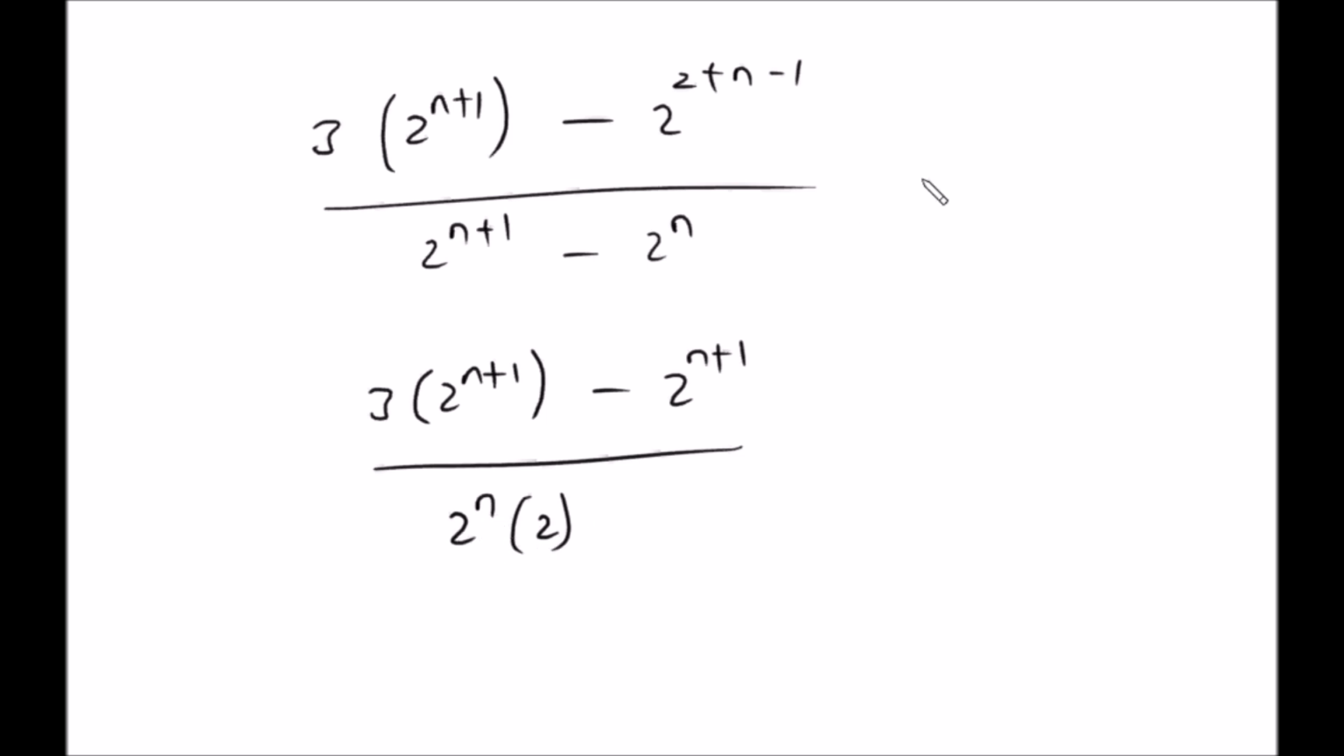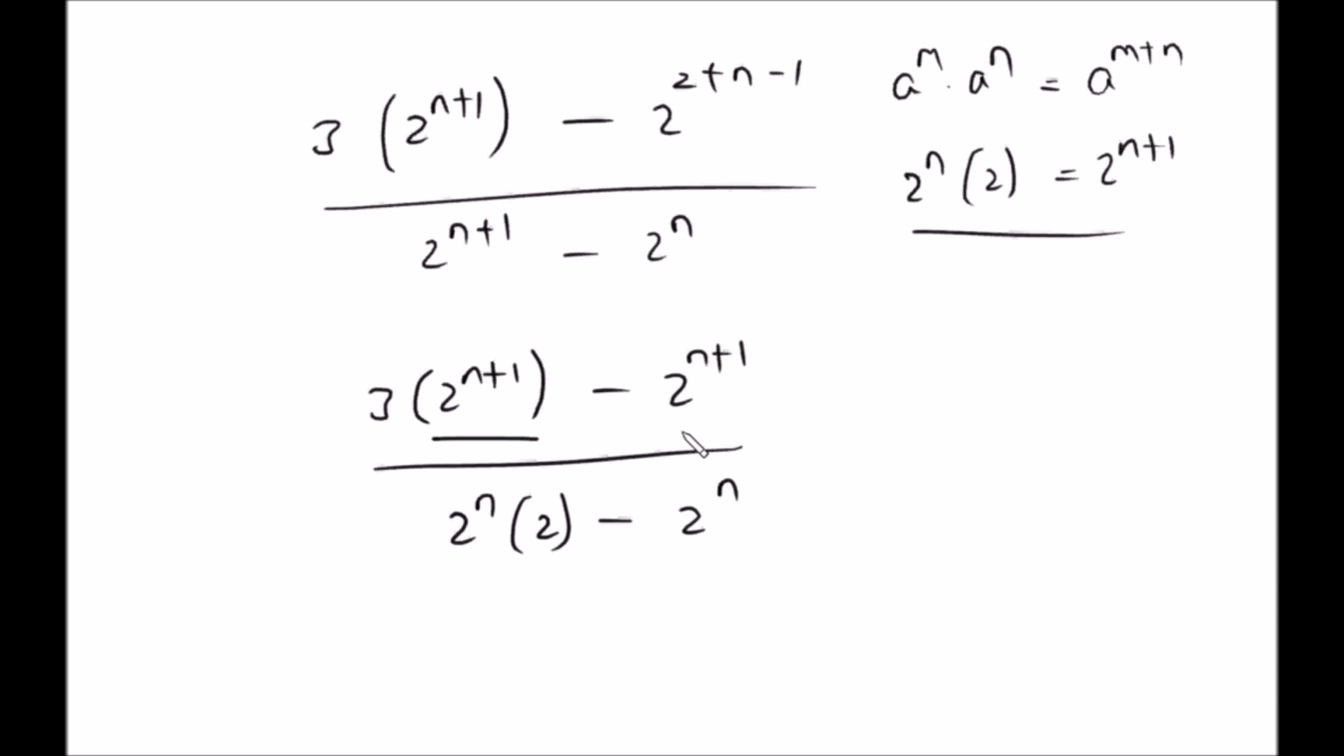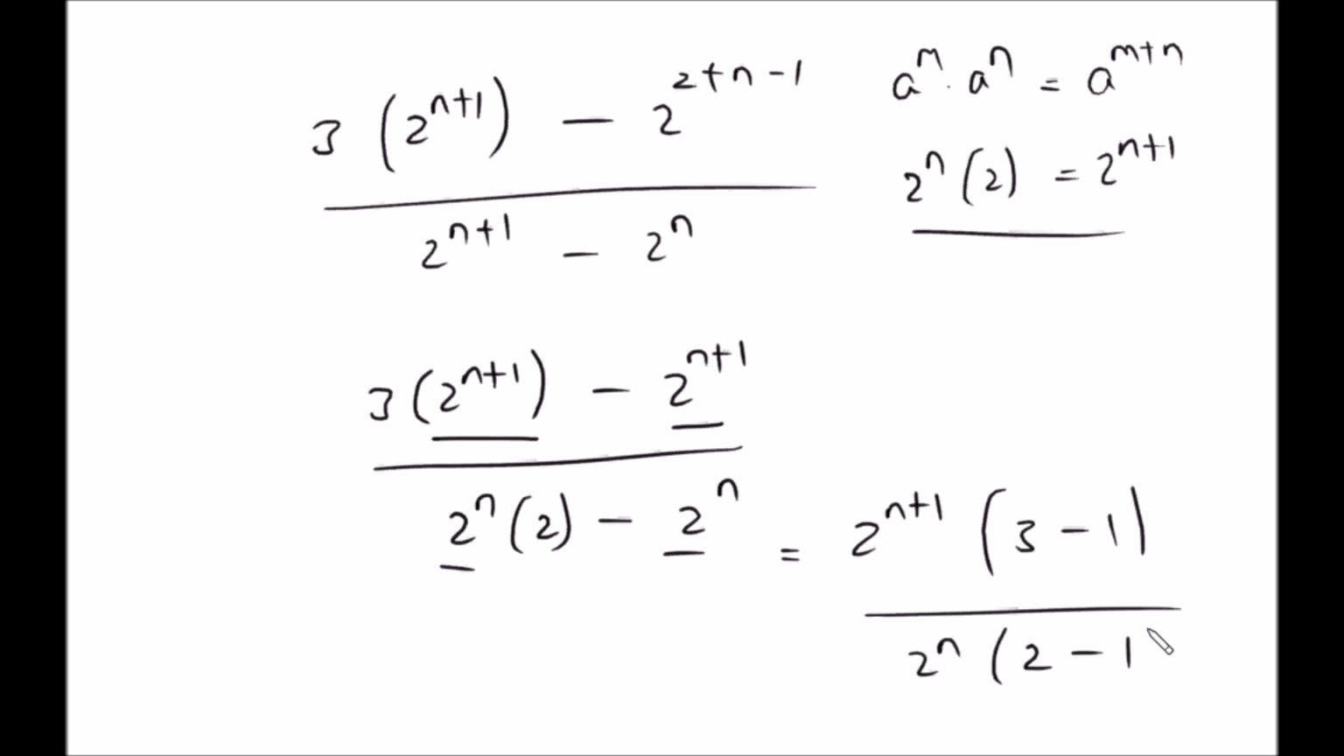Tunaona 2 power n times 2. 2 power n times 2 ni sasa na 2 power n plus 1. Si ndio? A power m times a power n ni sasa na a power m plus n. Yeah. So minus 2 power n. So huku juu tutoe huyu 2 power n plus 1, huku chini tutoe 2 power n. Kwa hiyo tutakuwa tuna 2 power n plus 1 huko juu. Tunabaki na nini? 3 hapa, hapa tunabaki na 1. Alafu huku chini tunatoa nje 2 power n, tunabaki na 2 minus 1. 3 minus 1 ni 2, 2 minus 1 ni 1. So tutakuwa tuna 2 power n plus 1 times 2 over 2 power n times 1.